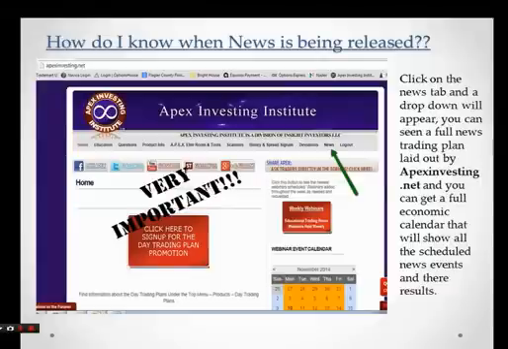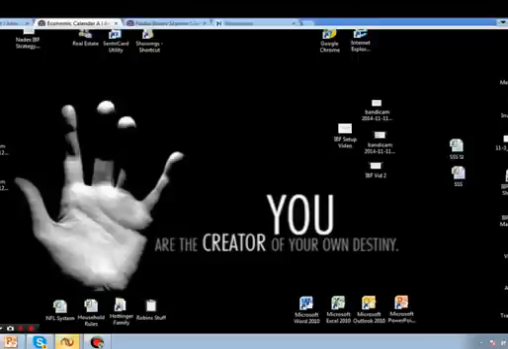Okay, so how do I know when the news is going to be released? Well, our good friends over at ApexInvesting.net have a news tab on their website. You click on that tab, and a drop-down box will appear. You can find an economic calendar on there. There's also a fully populated news trading plan to talk about what strategies you can be trading on the news that day. I'm going to hop over there real quickly and show you where that is.